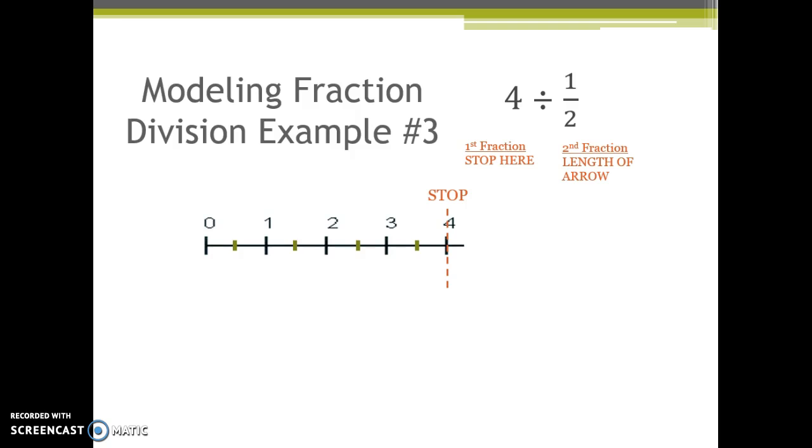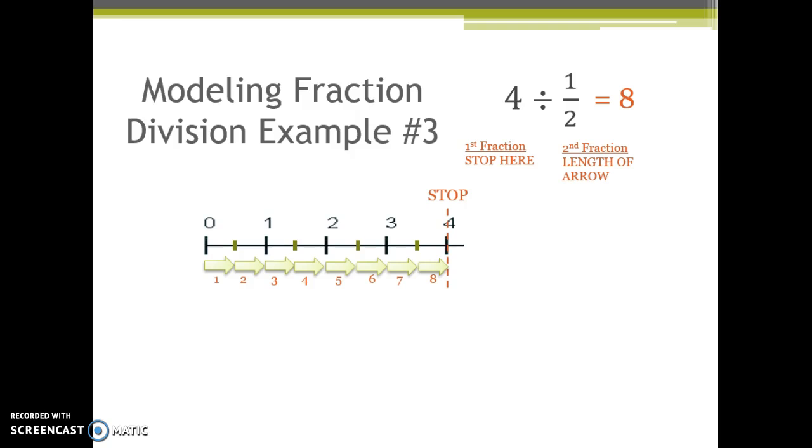Then my second fraction is telling me how long my arrow is going to be. So I'm going to draw a bunch of arrows that are each 1/2 on the number line long. So you'll see I got an arrow. I'm just keeping these arrows to 1/2, and you're going to keep drawing an arrow till you get to 4. Remember, 4 is telling you where to stop. Okay, I've got to 4. I'm going to count up those arrows, and it's telling me I have 8 arrows. So my answer for this problem must be 8.